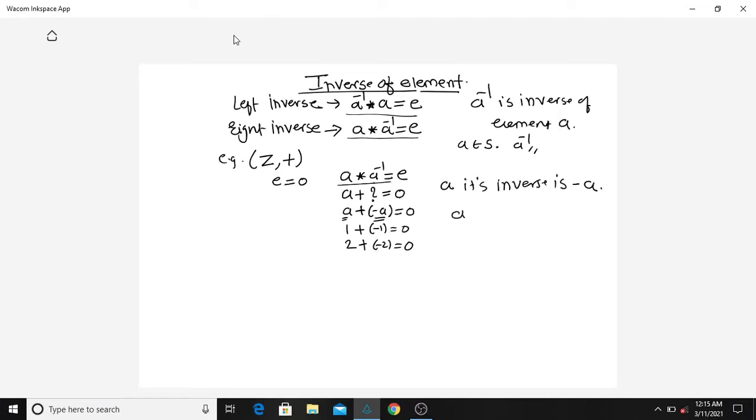If you check with left inverse also, it holds true. So minus A plus A gives you 0. So there exists left as well as right inverse. Hence for any element A, its inverse is minus A, and this is true for all elements that belong to the set Z for this algebraic system Z comma plus.